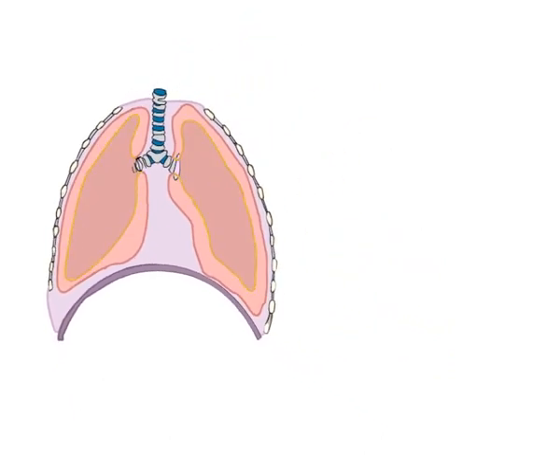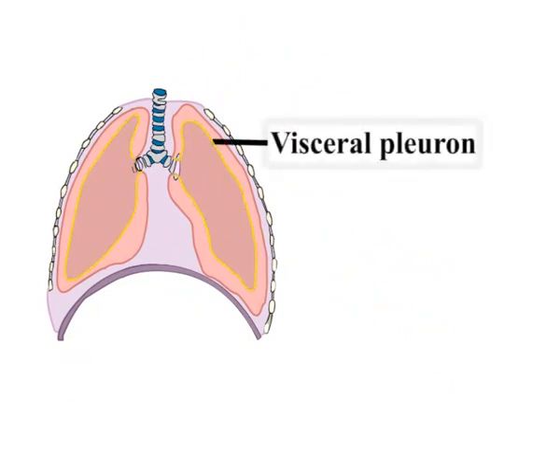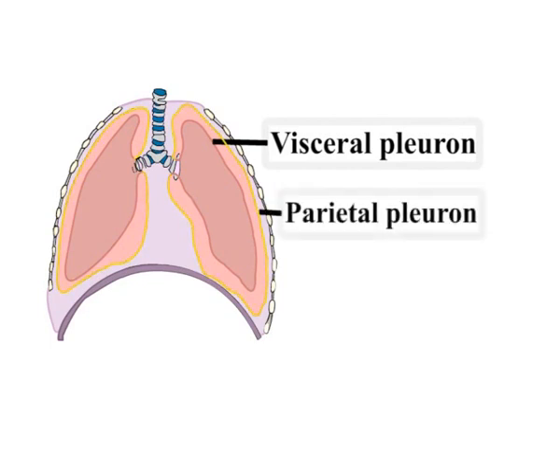The inner membrane is called the visceral pleura. It is firmly bound to the surface of the lungs. The outer membrane is called the parietal pleura. It is bound to the thoracic wall and the diaphragm by connective tissue. The 2 pleura are continuous with each other over the major bronchi and blood vessels of the lungs.